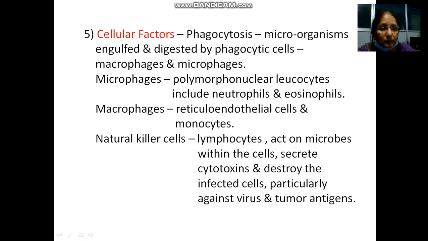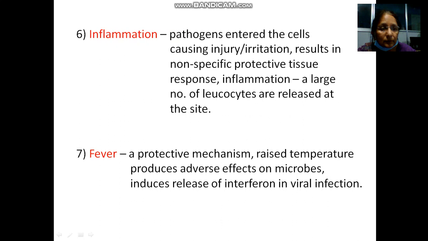And there are some cellular factors which perform phagocytosis, and these are phagocytic cells, macrophages and microphages. Polymorphonuclear leukocytes include neutrophils and eosinophils, and macrophages are mainly monocytes and other reticuloendothelial cells. Natural killer cells are lymphocytes, and they secrete cytotoxin and destroy the infected cells. Inflammation: a pathogen enters causing injury and irritation, and results in a non-specific protective tissue response, that is inflammation, where a large number of leukocytes are released. Fever, again, is a protective mechanism. Raised temperature produces adverse effects on the microbes.